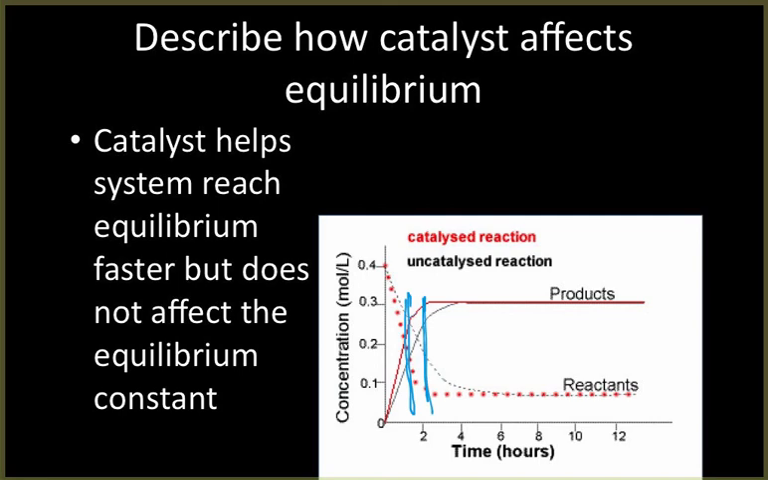It's taking a little bit longer to reach equilibrium, but if you notice, both of those have the same concentrations at equilibrium. So the catalyzed and uncatalyzed reactions have the same concentration at equilibrium. It's just reached faster for the catalyzed reaction. So it doesn't affect the equilibrium constant, it just affects how fast the equilibrium happens.